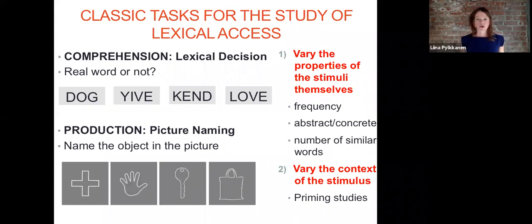Okay, so these are the kinds of manipulations that we will then want to also carry over to our neuroimaging studies. But first, we're going to discuss whether in aphasia, it's possible to lose your ability to do lexical access, both in comprehension and in production. So that's next.